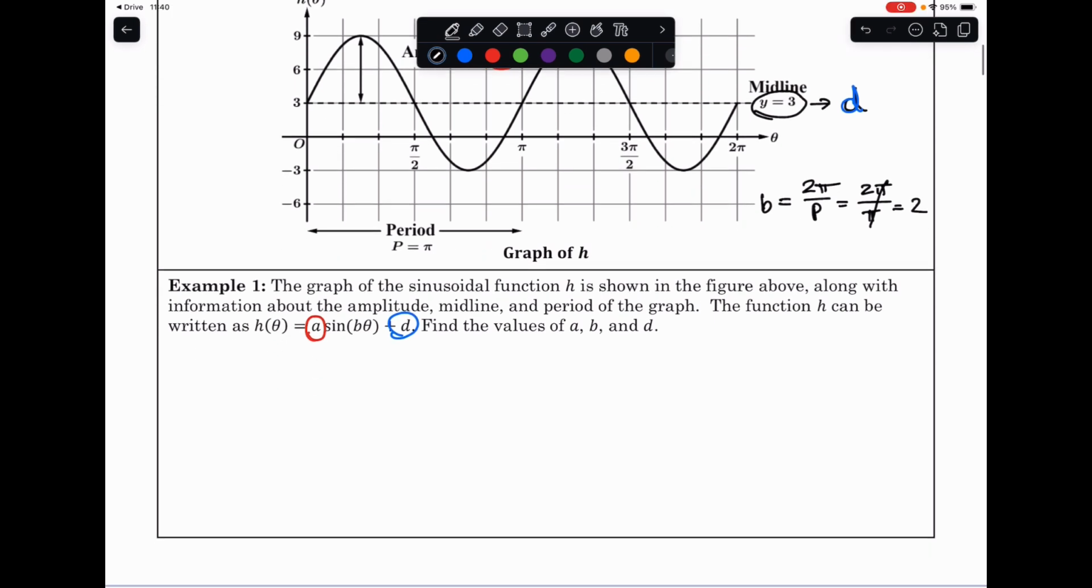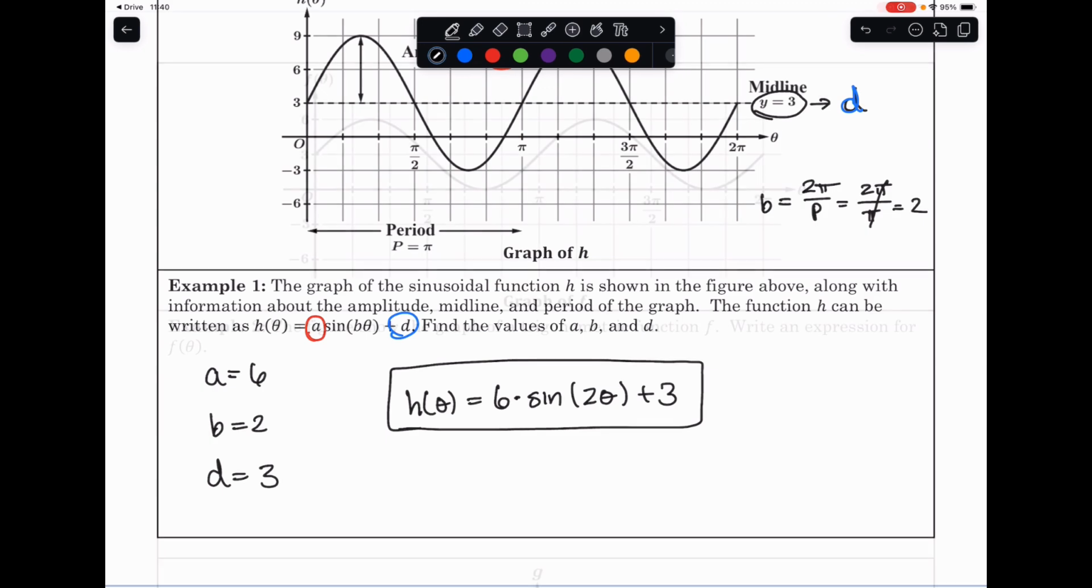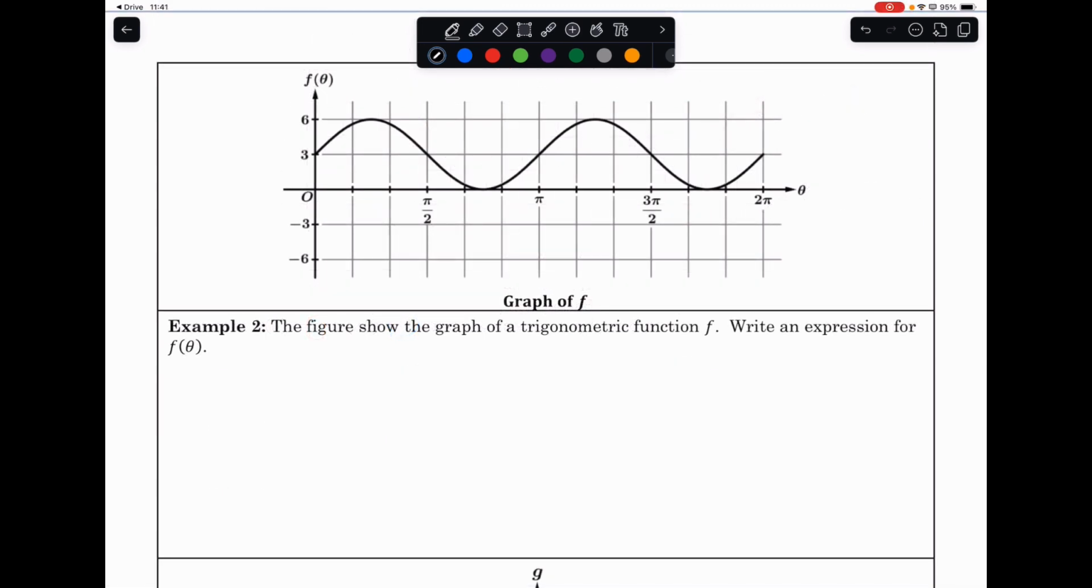So in this equation, the value of a equals 6, the value of b equals 2, and the value of d is the midline, which is 3. So if I put this again in this formula, the equation of this sine function would be this. Now look at example 2. The figure shows the graph of a trigonometric function f. Write the expression for f of theta.